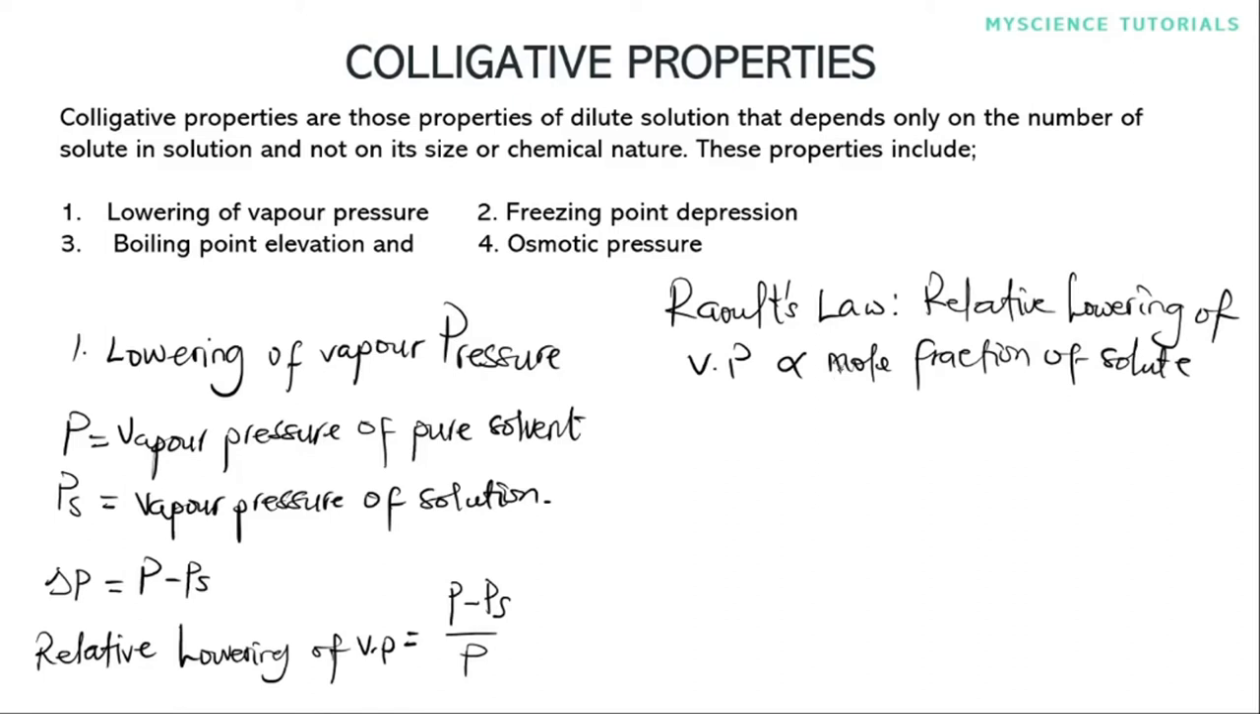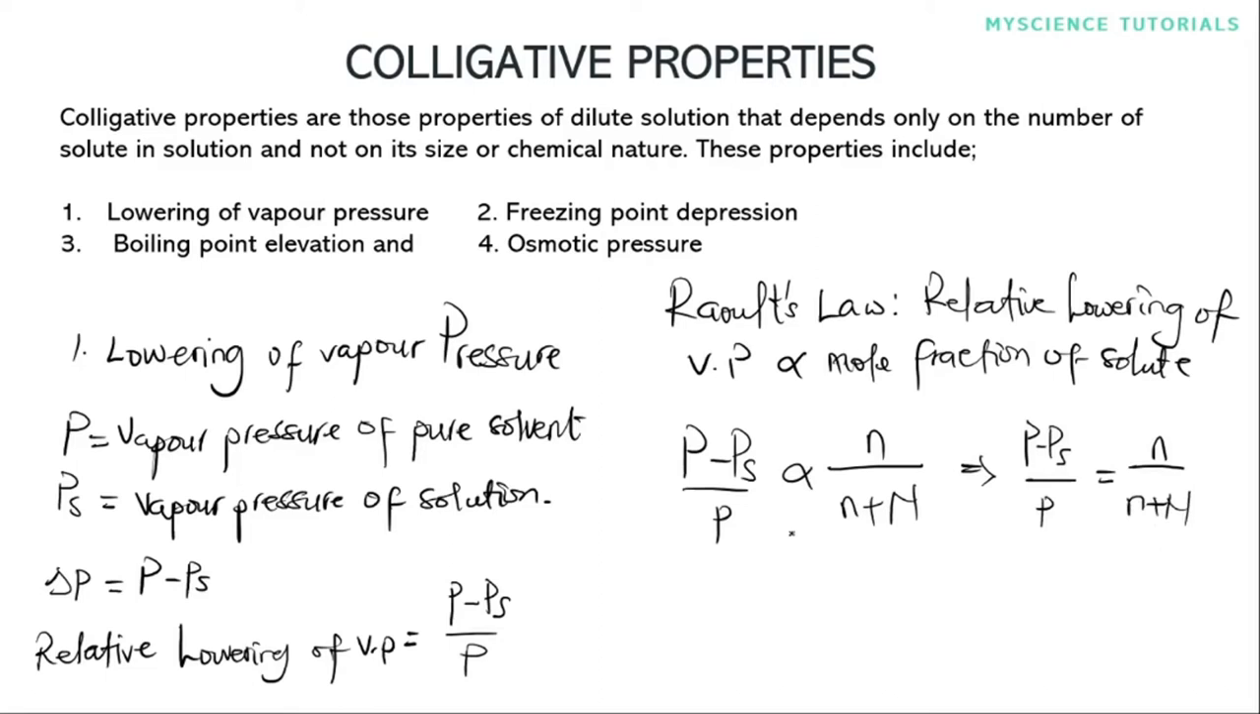So which means we know our relative lowering of vapor pressure is P minus Ps over P, to be proportional to the mole fraction of the solute. The mole fraction of the solute is the mole of the solute divided by the sum of the mole of the solute plus that of the solvent. Now, if we remove the proportionality sign, we introduce an equal to sign and then a constant. The constant in this case is just one. So we have P minus Ps over P equal to n over n plus capital N, where n is the mole of the solute, and capital N is the mole of the solvent.